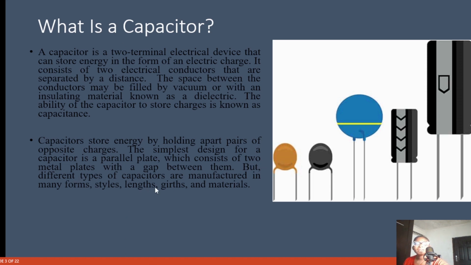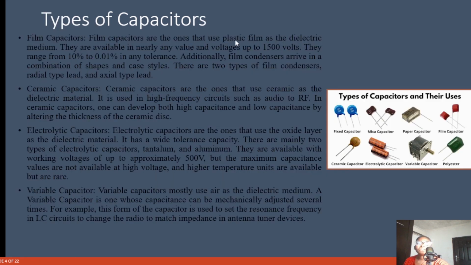But different types of capacitors are manufactured in many forms, styles, lengths, girths, and materials. Types of capacitors. From our picture here, we can see the different types of capacitors. We have the fixed capacitor, mica capacitor, paper capacitor, film capacitor, ceramic capacitor, electrolytic capacitor, variable capacitor, and polyester. All these capacitors are different by what separates them.